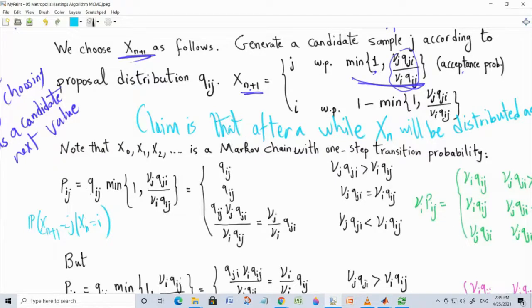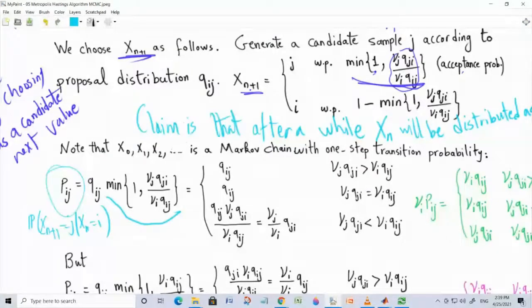And this is not a guarantee that I will make a transition to j, because you need to accept the proposal. And this happens with this acceptance probability. So basically this is the transition probability of the Markov chain from i to j. It is Q_ij, and then you multiply by the acceptance probability.